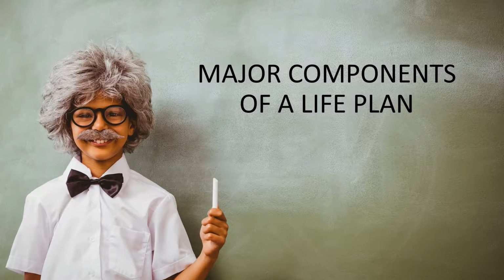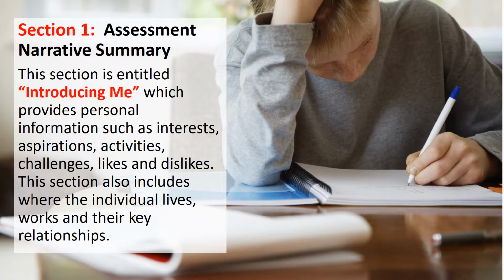Major components of a life plan. Section 1. Assessment Narrative Summary. This section is entitled Introducing Me, which provides personal information such as interests, aspirations, activities, challenges, likes, dislikes. This section also includes where the individual lives, works, and their key relationships.